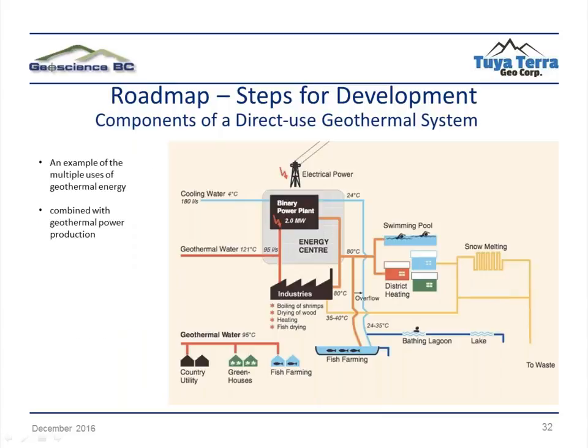So here's the schematic which puts that all together. And this really is the way of the future: when you have energy, if you have high enough temperatures, you produce power, but you use every kilojoule of that energy in some type of process.